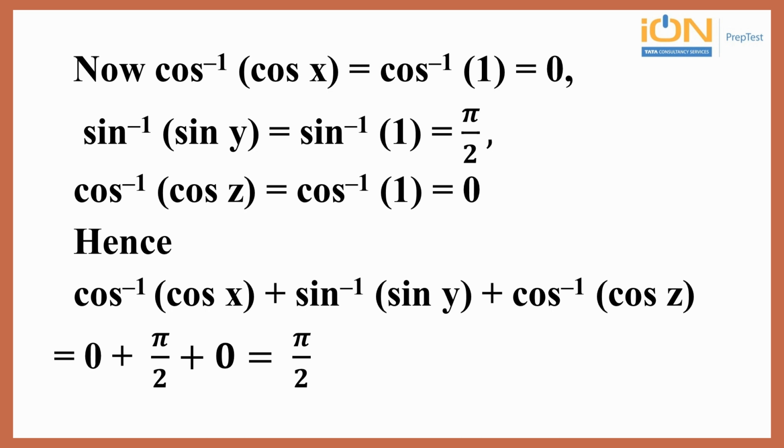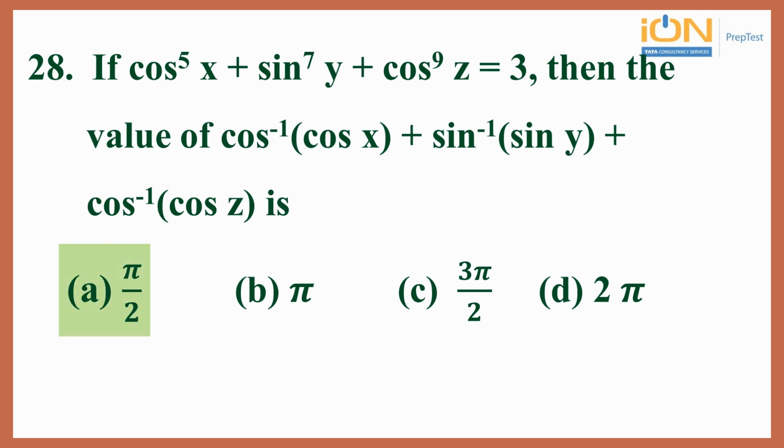Therefore cos inverse of cos x would mean cos inverse of 1, which is 0. Sin inverse of sin y would mean sin inverse of 1, which is pi by 2. And cos inverse of cos z would mean cos inverse of 1 again, and that is equal to 0. Therefore the answer turns out to be 0 plus pi by 2 plus 0, and that is equal to pi by 2. Therefore the right option is A.